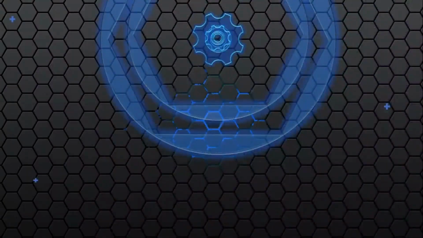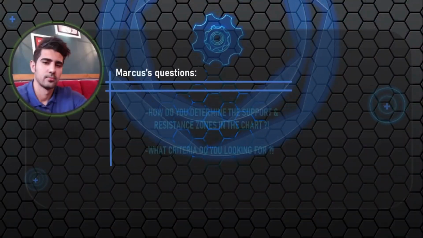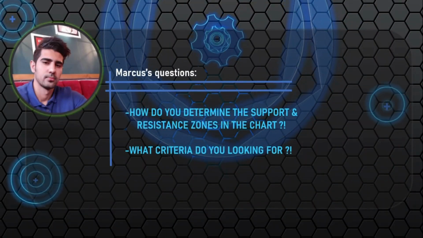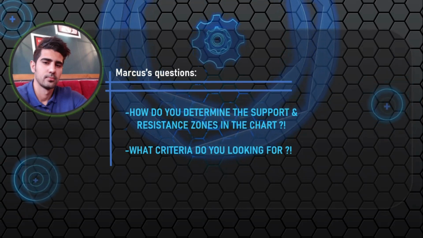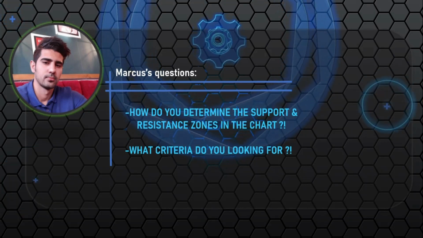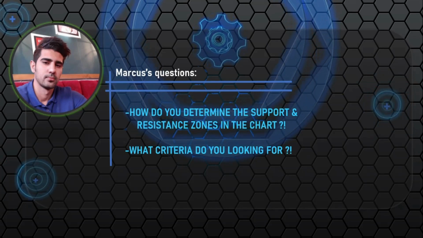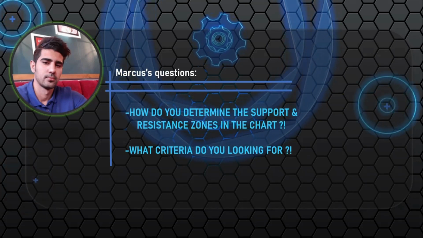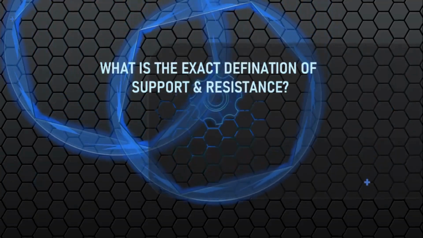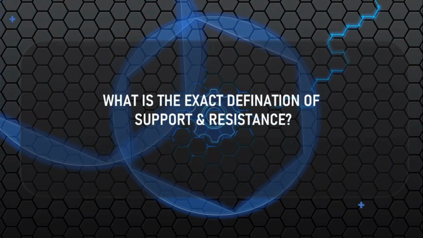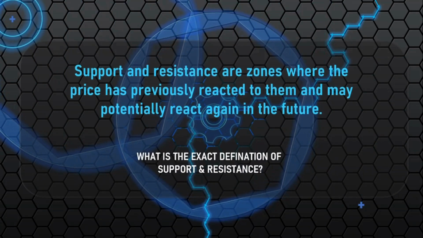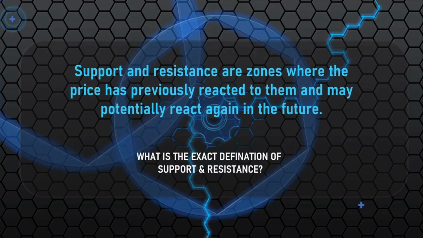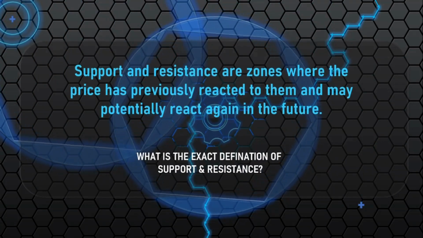So guys, let's get started. So again, one of the frequently asked questions among traders is how to correctly spot support and resistance levels in the chart. So in order to answer questions like these, we must first understand what support and resistance levels really are. So what is the exact definition of support and resistance? Support and resistance are zones where the price has previously reacted and may potentially react again in the future.